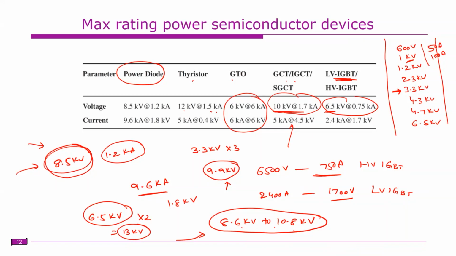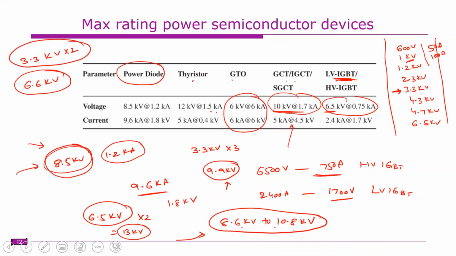Okay, so coming to cost. Whenever it is for some industry, cost is the main parameter. For example, you have a 3.3 kV device and a 6.6 kV device. For one application, you are required to block 6.6 kV. Instead of using a single 6.6 kV device, you may prefer to use two 3.3 kV devices. Usually this is cheaper.